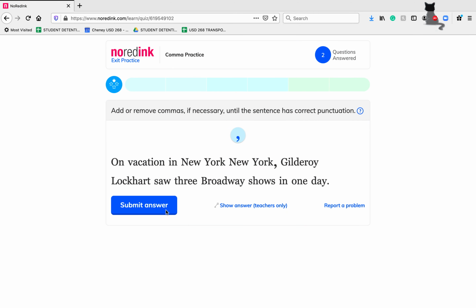Okay, here's a really good example of why we like having these extra commas. So here we have, on vacation in New York, New York, Gilderoy Lockhart saw 3 Broadway plays in one day. Because we have the city, New York, and the state, New York, without a comma, it's starting to look like you potentially have a typo. So we do want to separate those with a comma. We have an introductory clause here. That's what this comma is doing. So we don't need to worry about messing with it.